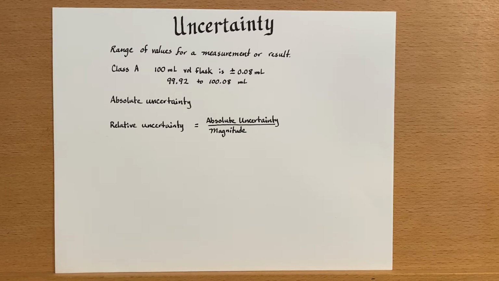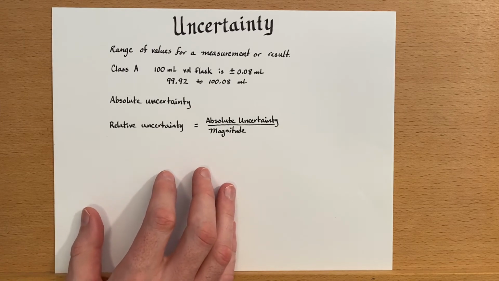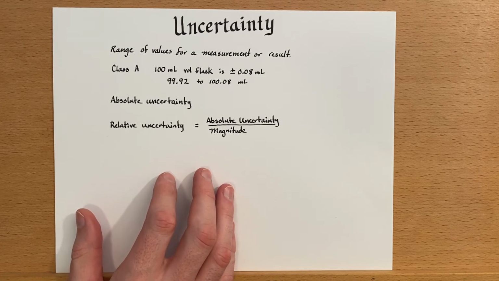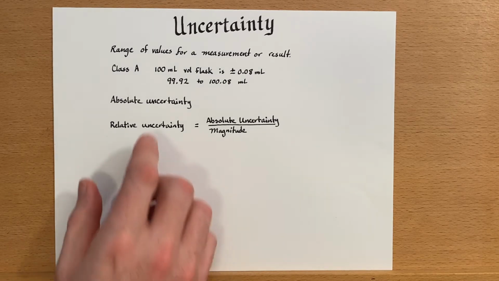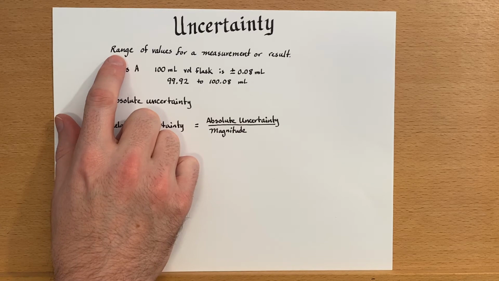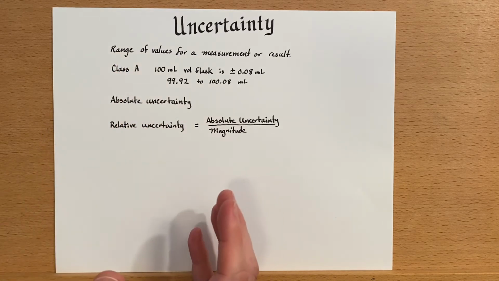Now, that's perhaps okay, but one of the things that we should do is identify how much uncertainty we have in a particular result. And what is it? Well, ultimately, it's a range of values for a measurement or result.